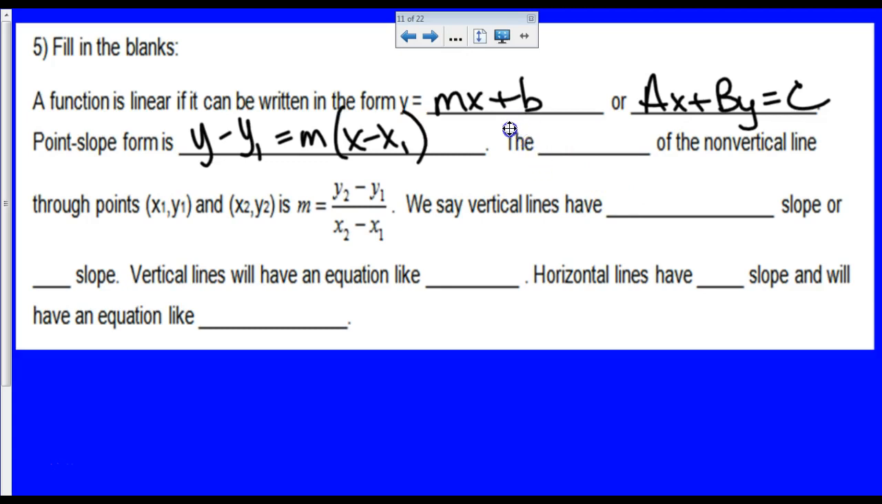The slope of a non-vertical line through these ordered pairs is found by using this formula, which you have to know. We say a vertical line has undefined slope.